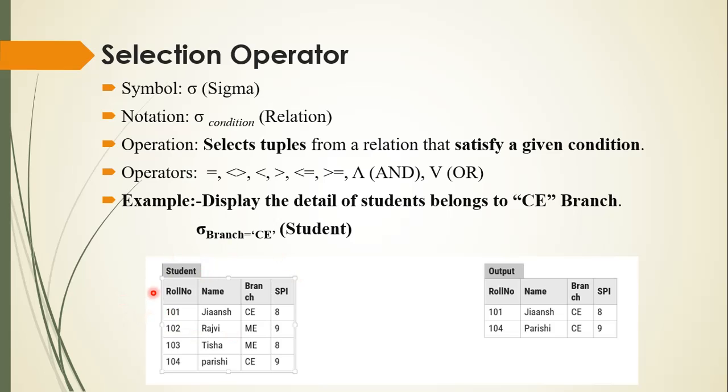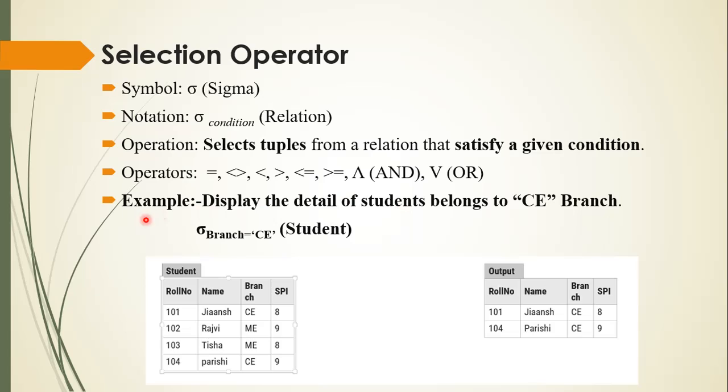Example: display the details of students belonging to the computer branch. Here we have a table of students with roll number, name, branch, and SPI of students. From that I have to select the students who belong to the computer department. So I write sigma, branch is equal to 'C' in single quotes, since C is the computer department branch, and in brackets I write student, the relation, the student table. Here 101 GANS belongs to the computer department, and 104 PARIC is from the computer department. So in the output it will display 101 and 104 of the computer department.